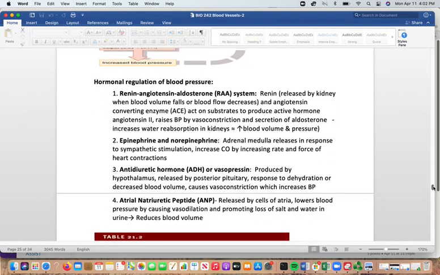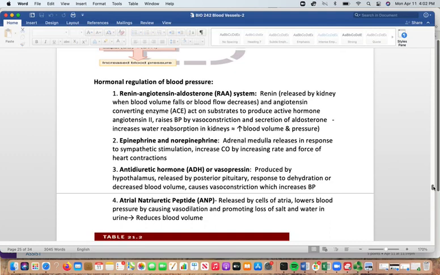So the hormones can regulate this as well. First one we have is the RAA system, or renin-angiotensin-aldosterone. Renin's going to be released by the kidney when the blood volume falls or blood pressure's down. And then angiotensin converting enzyme is going to act on its substrate to make angiotensin II. This will raise the blood pressure by vasoconstriction and lead to the secretion of aldosterone that's going to help increase water reabsorption in the kidneys. When you increase the blood volume from that liquid, you're going to increase the pressure.